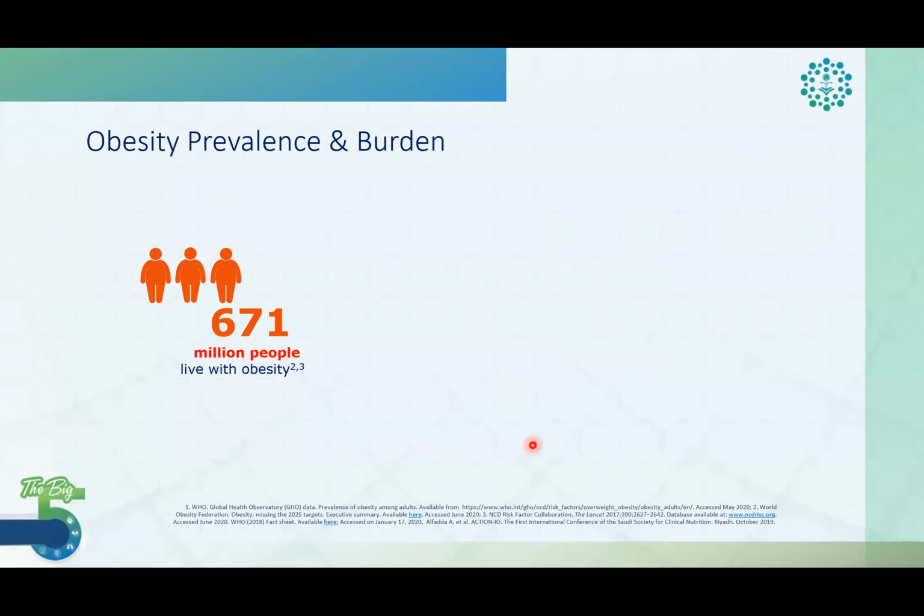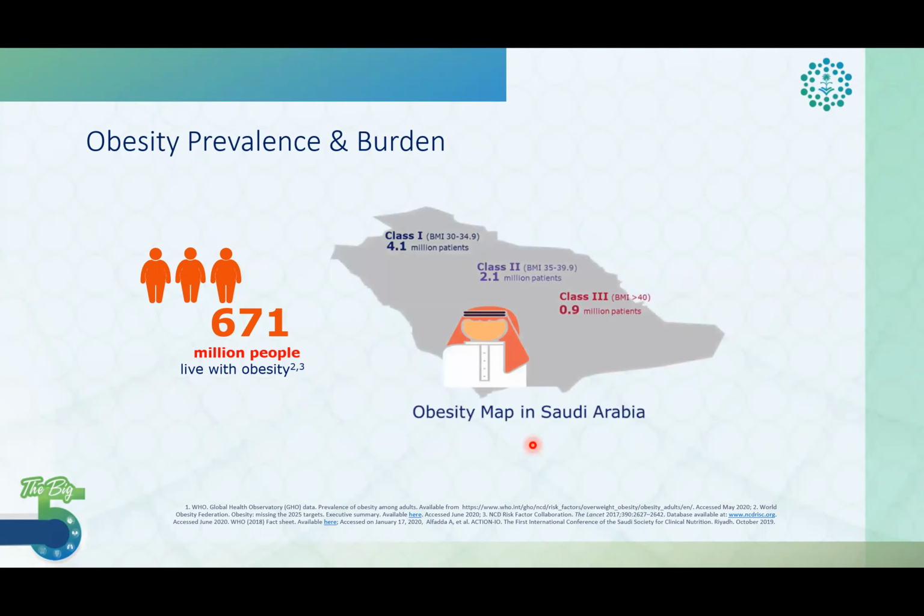If we look at the obesity prevalence and burden in Saudi Arabia, we find that there are about 6.9 million persons in Saudi Arabia with obesity. When obesity is classified into three stages, class 1 being BMI between 30 and 35, we have 4.1 million in class 1, while we have 2.1 million in class 2 and 0.9 million in class 3.